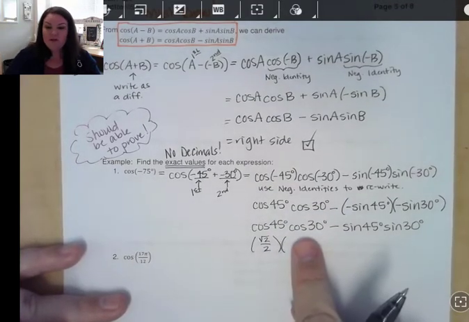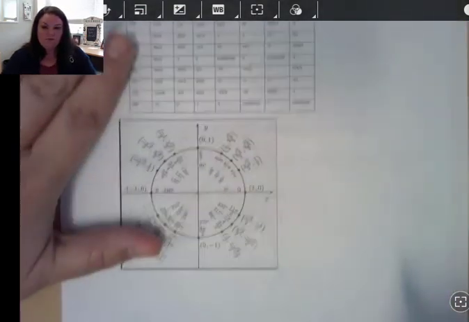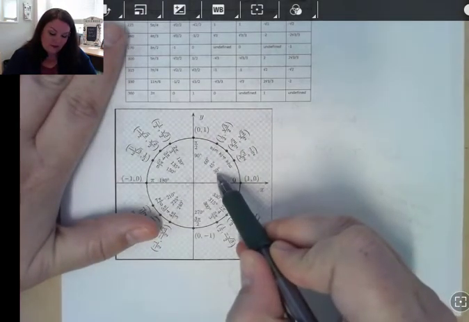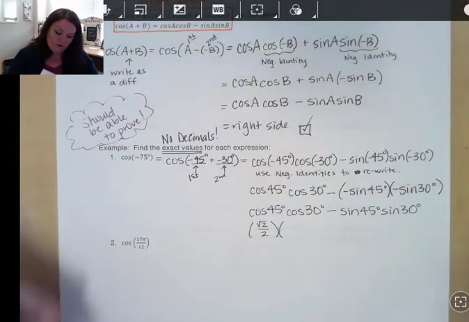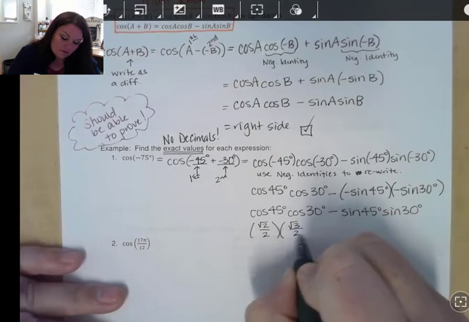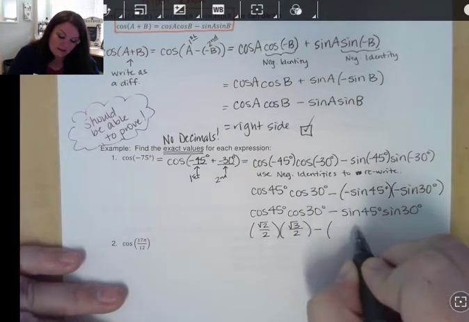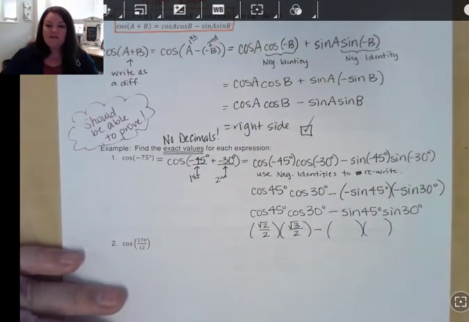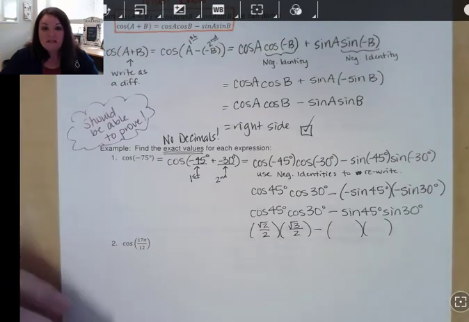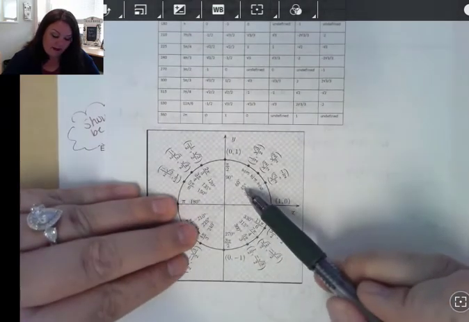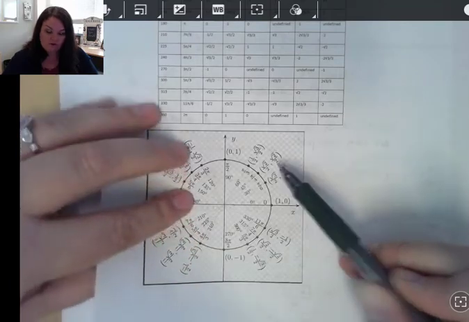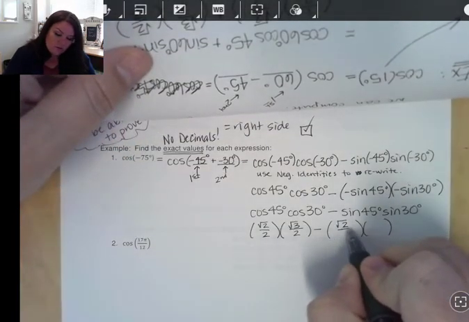And then I'm looking for cosine of 30 degrees. So again, I'm going to go to my unit circle, find 30 degrees. The cosine value is the first coordinate, so square root of 3 over 2. Square root of 3 over 2 minus the sine of 45 times the sine of 30. So let's find the sine of 45 and the sine of 30. When I look at 45, the sine value is the second coordinate, so that's going to be square root of 2 over 2.